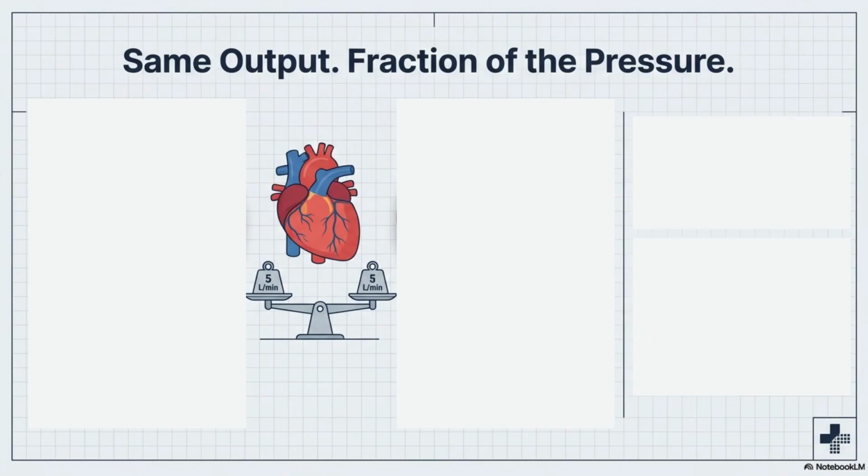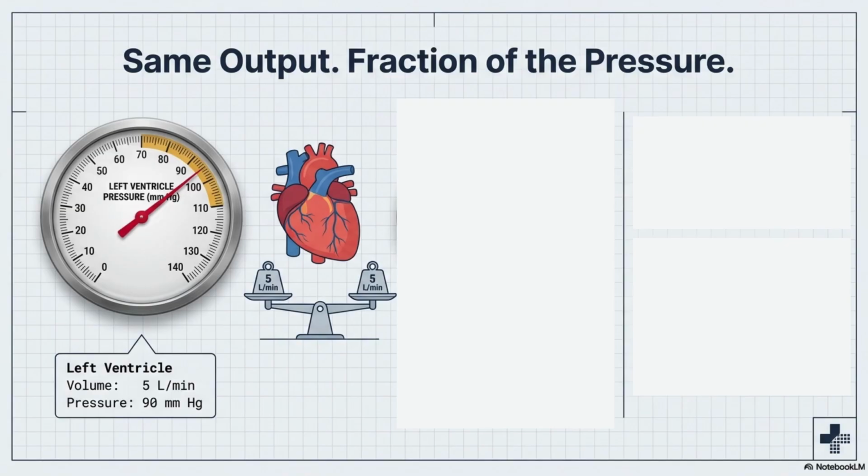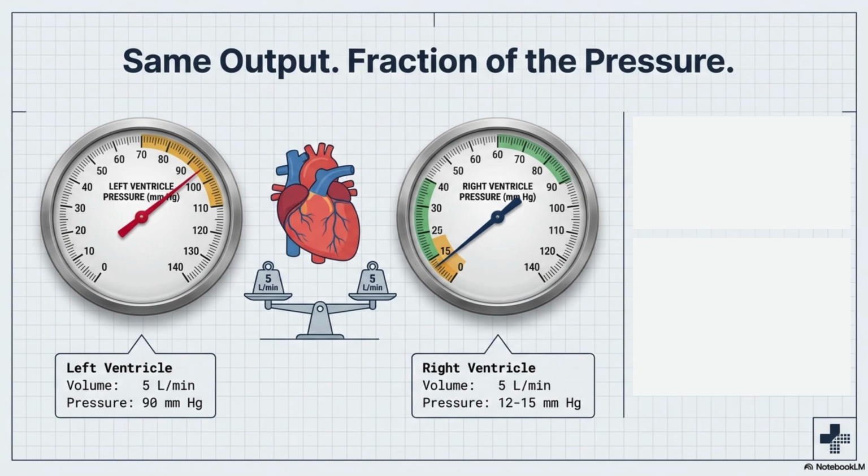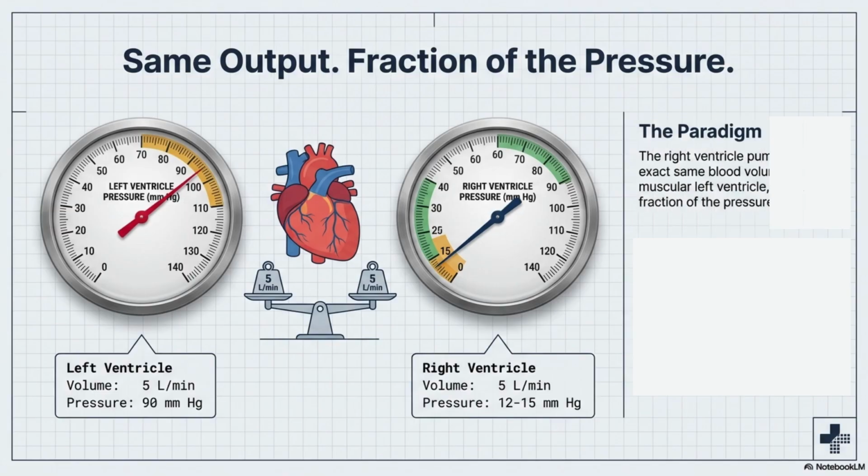We begin by looking at the cardiovascular system, which produces the same output but at a fraction of the pressure. Let's look at the left ventricle. It pumps a volume of 5 liters per minute at a high pressure of 90 millimeters of mercury. Now compare that to the right ventricle. It also pumps 5 liters per minute but at a pressure of only 12 to 15 millimeters of mercury. This brings us to the paradigm.